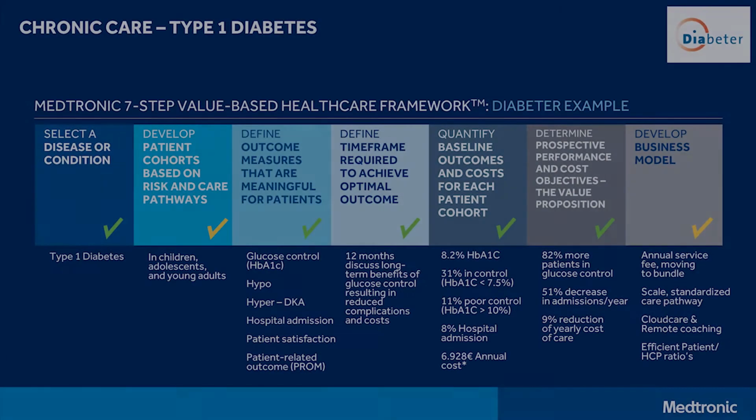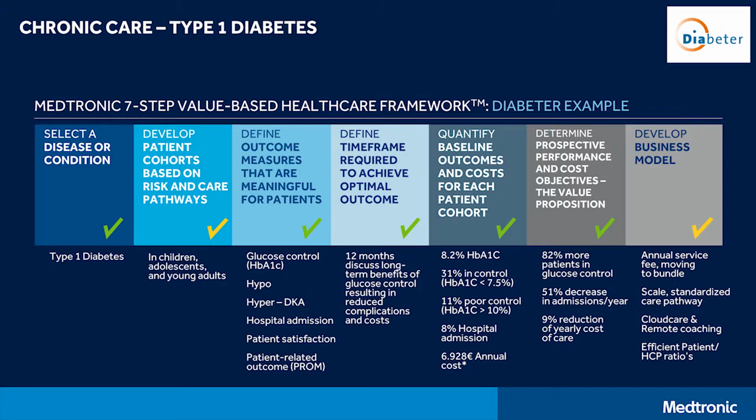The third example I'll talk about is diabetes, type 1 diabetes, a pediatric population. And here we've actually got a business model in the Netherlands which has been functioning for the last couple of years, where we actually provide care through 2 doctors and some clinicians who provide care to pediatric type 1 patients, and we've had outstanding results. Here, the outcome measures that are meaningful for patients have been defined.